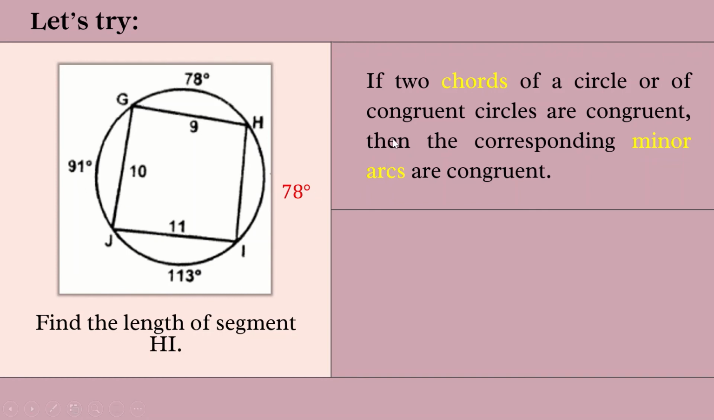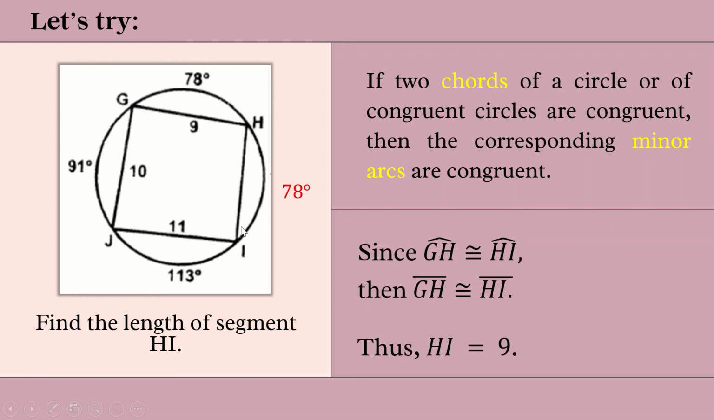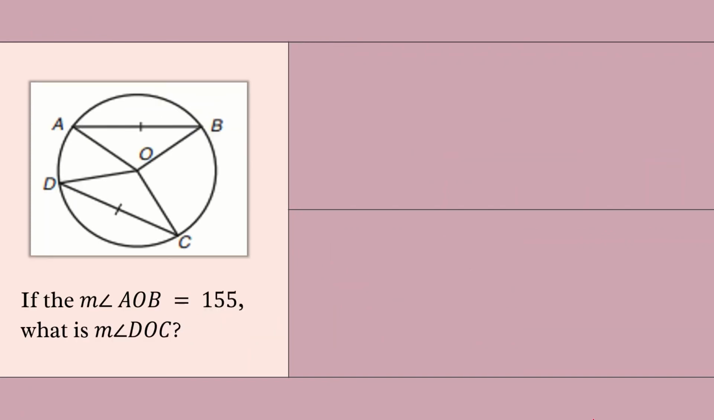Now, papasok na yung ating application ng theorem. So, since arc GH is congruent to arc HI and it is evident dahil nga pareho sila ng degree measure. So, both measure 78 degrees. So, we say that segment GH is congruent to segment HI. And since segment GH measures 9 units, so segment HI also measures 9 units.